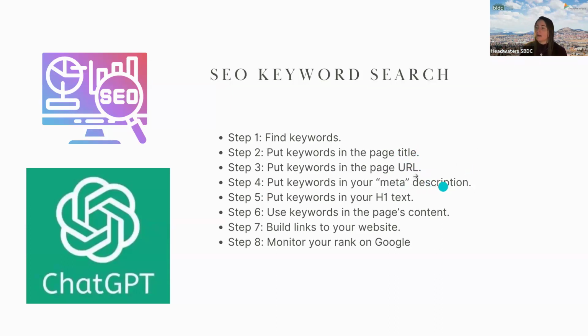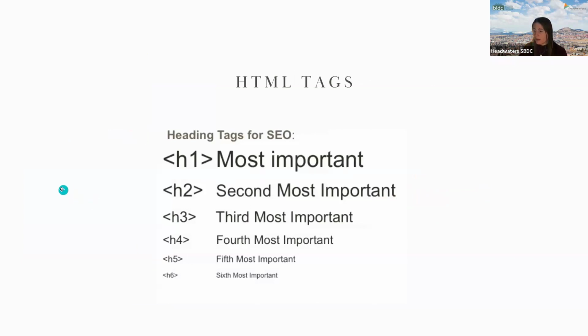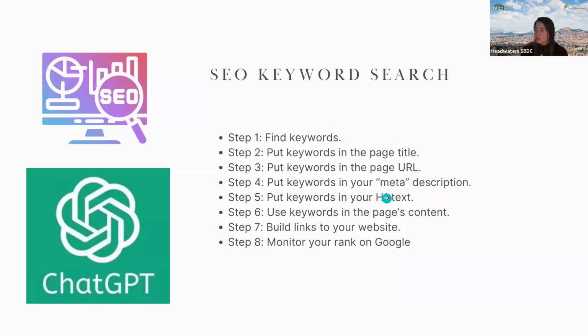Put them in your meta description, and I will show you where this section is in the back end on Wix. But keeping your keywords consistent is, again, training the algorithm of Google that, yes, in fact, this is what people are searching for. You'll also want to put them in your H1 text. Heading level 1 is what that stands for. H1 is the top heading level that is read by a search engine, and you can go all the way down to H6. I'll show you that here in a second. But H1 is going to be the most important text of your site. So you'll want to put a keyword in there.